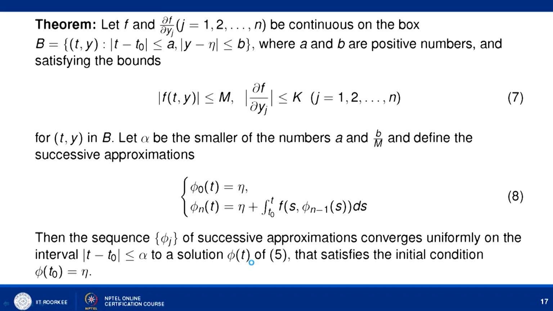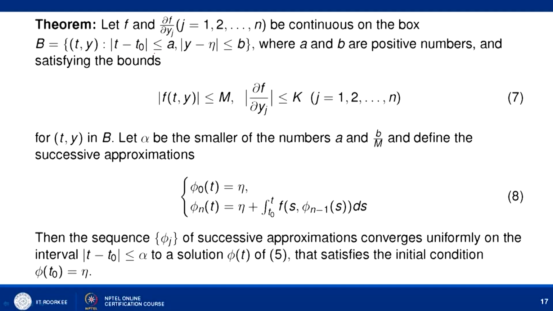So, now we define the theorem: let f and partial f by partial yj be continuous on the box B(t,y), where modulus of t minus t naught is less than or equal to a, and norm of y minus eta is less than or equal to b. Here eta represents the initial condition y at t naught, where a and b are positive numbers and satisfying the bound norm of F(t,y) is less than or equal to m, and norm of partial f by partial yj is less than or equal to k for (t,y) in B.